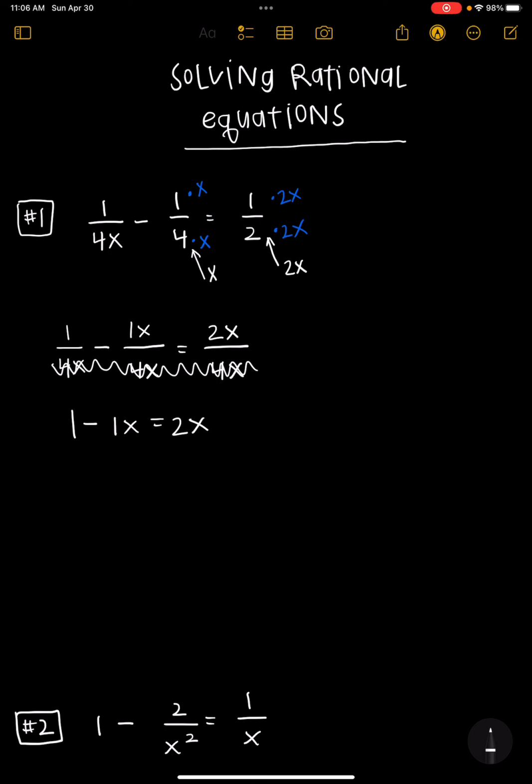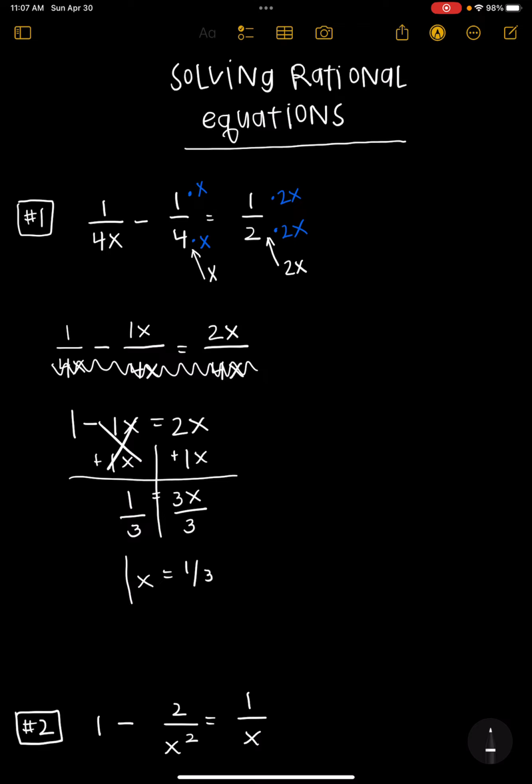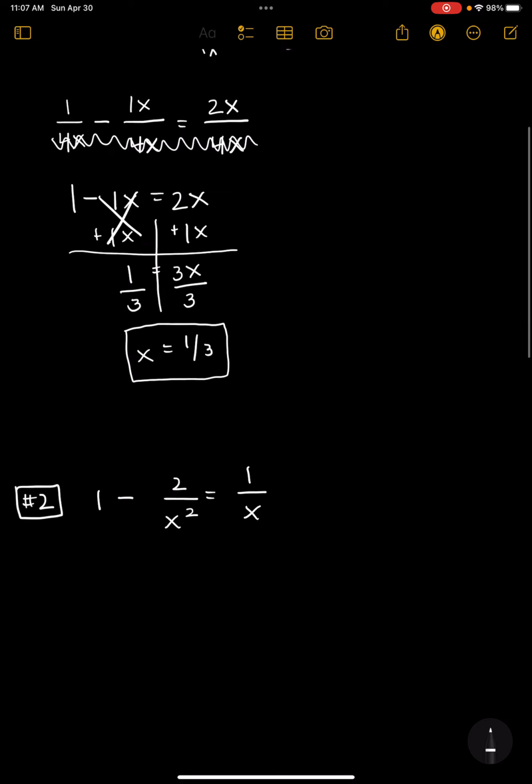So to solve this equation, what we're going to do is add 1x to each side, because what I do to one side, I do to the other side. I'm left with 1 on this side because the 1x's cancel out, equal 2x plus 1x gives me 3x. And then I can divide each side by 3 to get x is equal to 1/3. All right. And that's my answer. x is equal to 1/3. Perfect. All right, let's go through the next example.